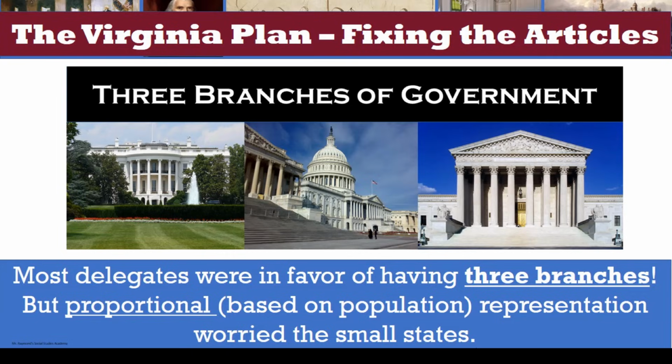Again, most of the delegates agreed with the Virginia Plan. They saw this as a solution to many of the weaknesses of the Articles. But there definitely were some concerns. Most importantly, proportional representation, or the number of representatives based on a state's population.